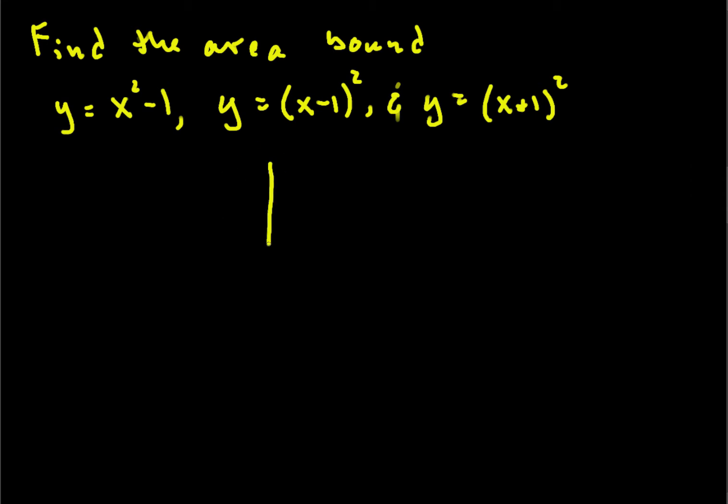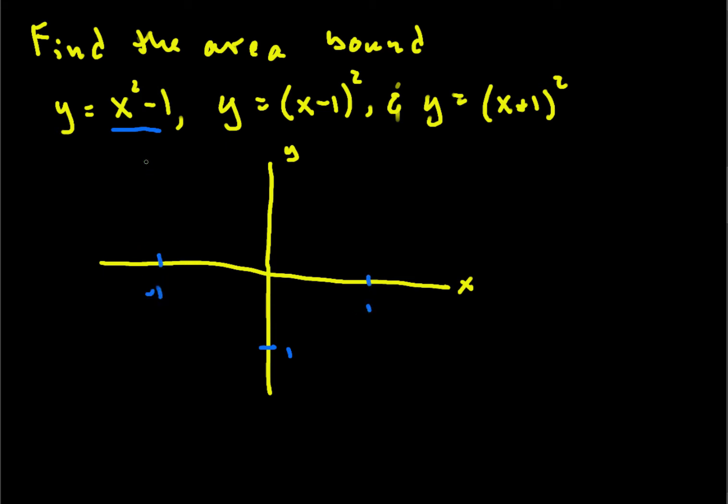So draw my x-axis, y-axis. This is x, this is y. And so the first one, we'll do y is equal to x squared minus 1. That's a quadratic, shifted down 1. And it has roots at 1 and at minus 1. So it's a quadratic or a parabola. Has to look something like this. So that's y is equal to x squared minus 1.